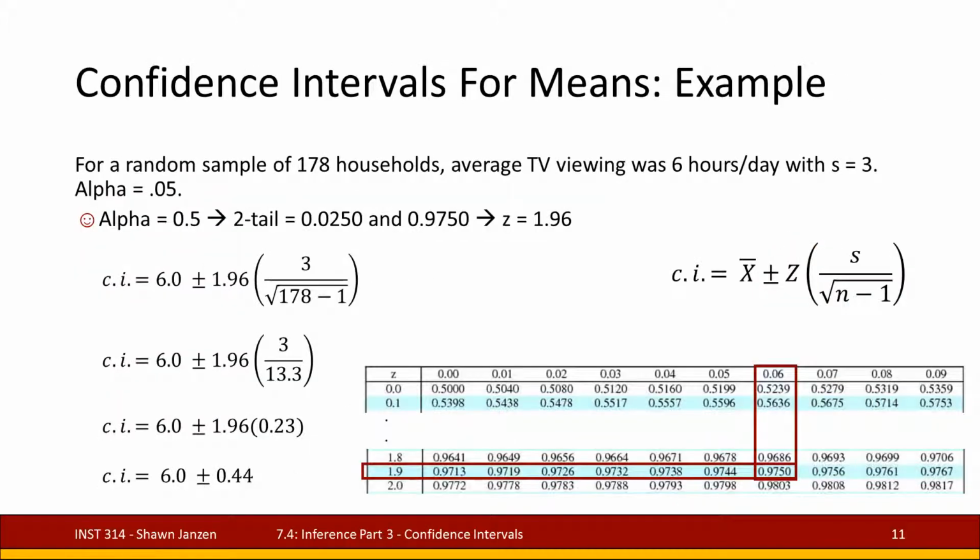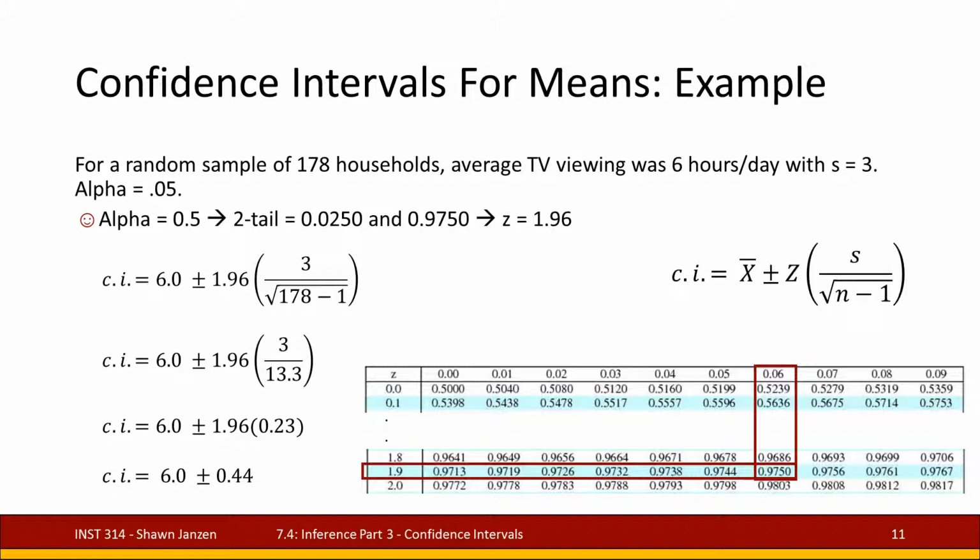So let's go ahead and see some of this in practice. If we're building out a confidence interval for a mean, we could say that we've got a random sample of 178 households, and they have an average viewing time of 6 hours per day, with a standard deviation of 3 hours per day. Use an alpha of 0.05. Well, if I take 0.05 and I build out a two-tail hypothesis, then that splits my alpha to 0.025 and 0.975. Those are the probabilities at the left and right-hand tails of the curve. Those both correspond with a z-score of 1.96. Negative 1.96 on the left, positive 1.96 on the right, which is where we get that plus or minus 1.96 that we are going to plug into our confidence interval formula.